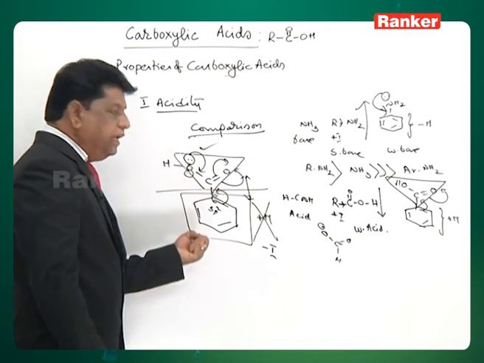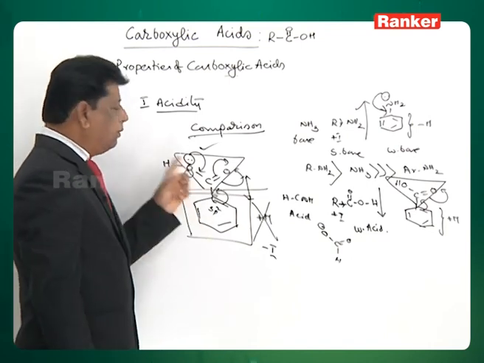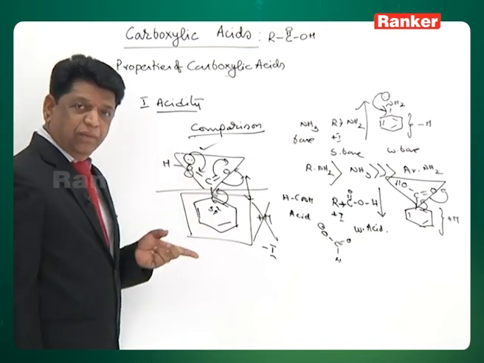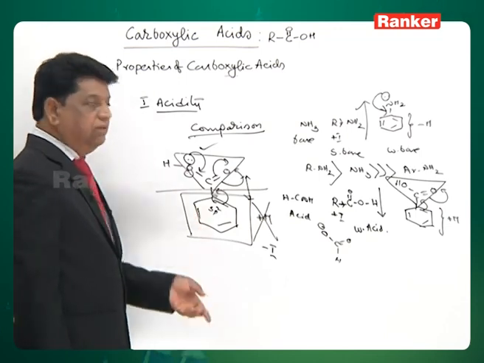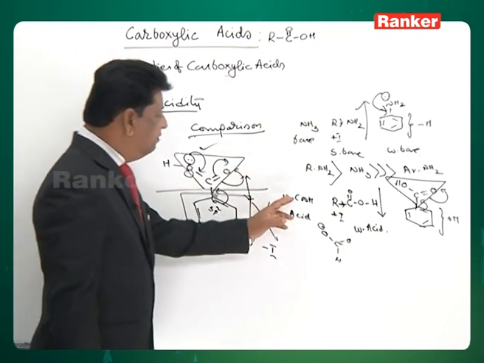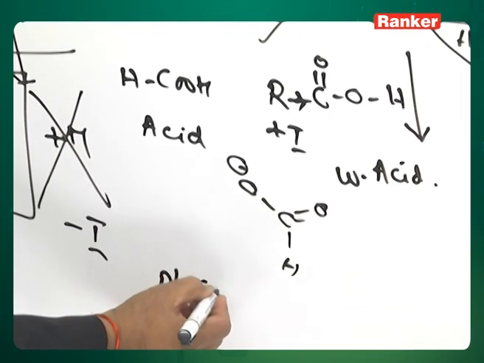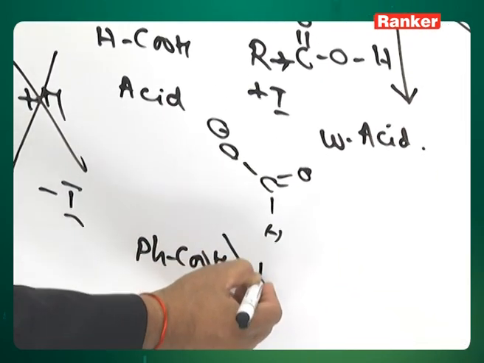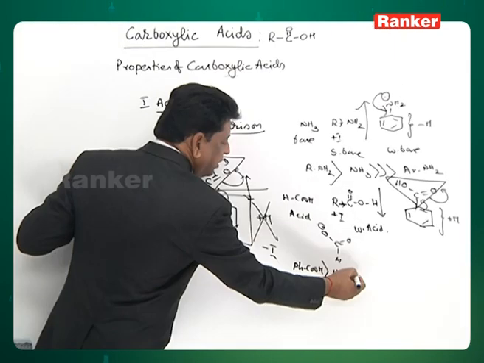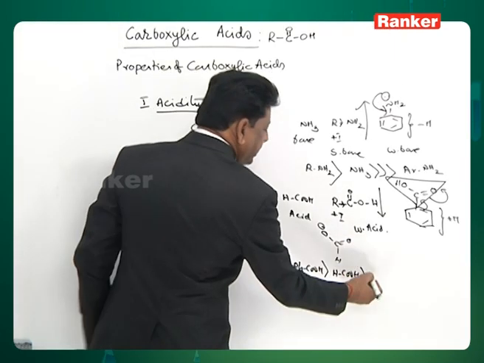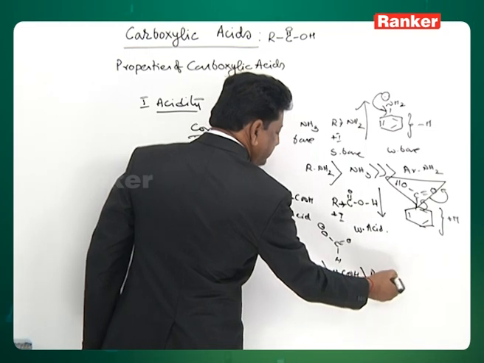So, it is withdrawing in fact. So, the withdrawing carboxylate anion will be more stable. Therefore, benzoic acid will become a stronger acid than even formic acid. So, therefore, the order will be like this: benzoic acid is a stronger acid than formic acid. However, formic acid is stronger than all other carboxylic acids.